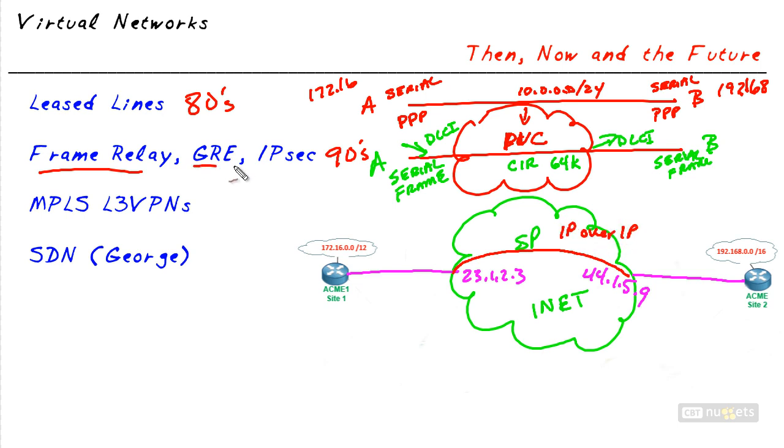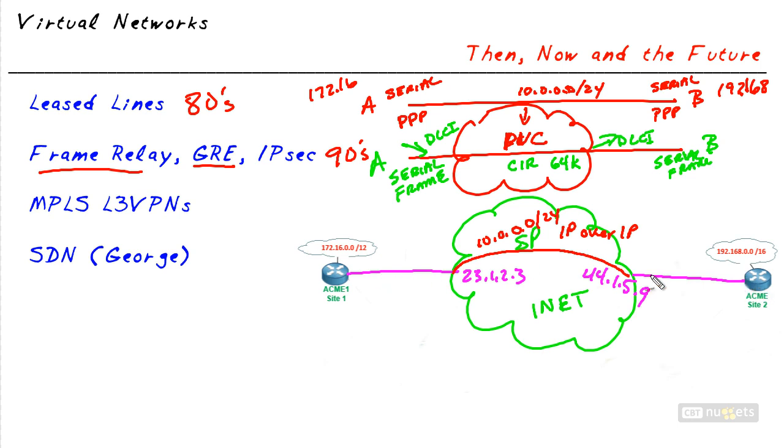For example, generic routing encapsulation could be used. And this red network here between site 1 and site 2, although it's on top of an existing IP network, we could have a logical network, for example, the 10.0.0.0 network. And that's a private network. Now, it's not encrypted yet. We can take a look at that in a moment. But it is private from the perspective that it's only relative to site 1 and site 2.